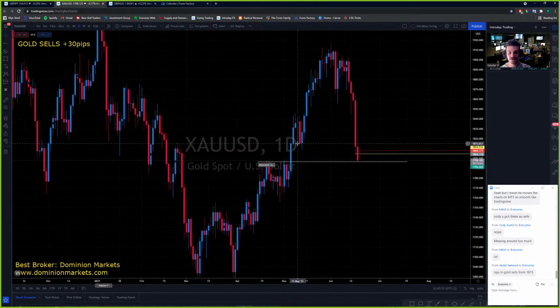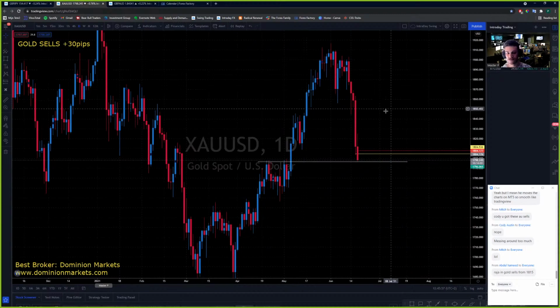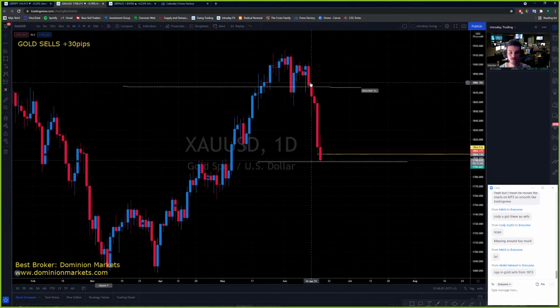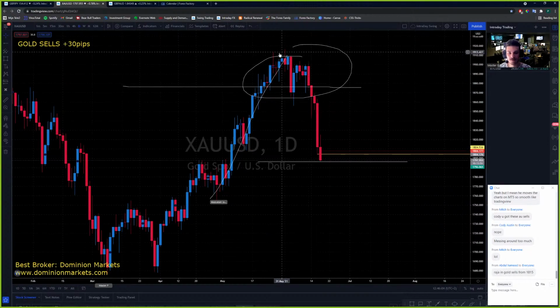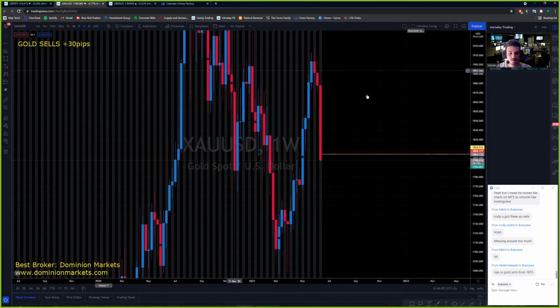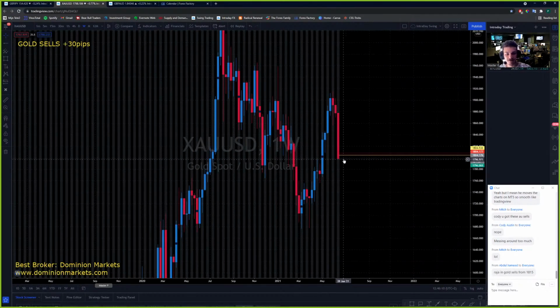Didn't it break all this structure? Yeah, but this is bullish. If you look at it on the daily, this was the break of structure on the daily, right? So this broke structure, and right now this is just a pullback to continue going up. Better off looking at the weekly, actually.